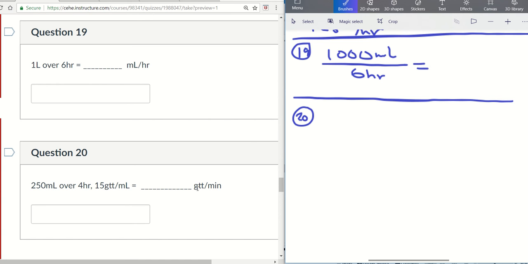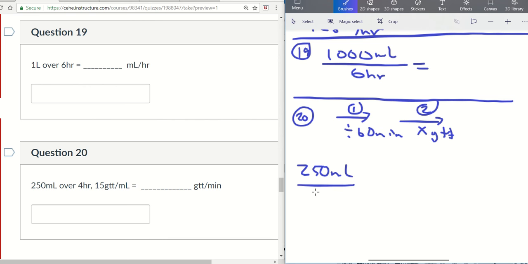All right, now we got to go to drip rate. But that's no sweat. Remember, step 1, divide by 60 minutes. Step 2, multiply by drops. So start off with the flow rate, 250 mLs over 4 hours. First step, divide by 60 minutes to change the hours to minutes. And then the next step is to multiply by the conversion factor, in this case 15 drops per mL, to convert mLs to drops.